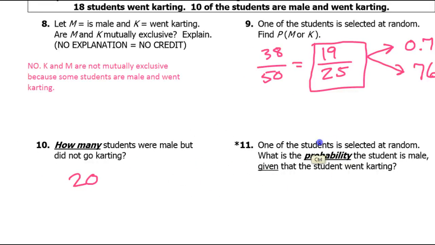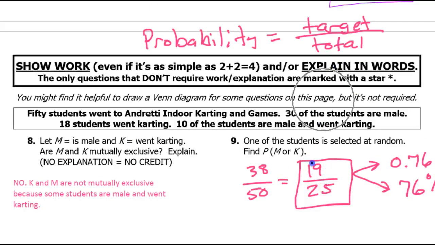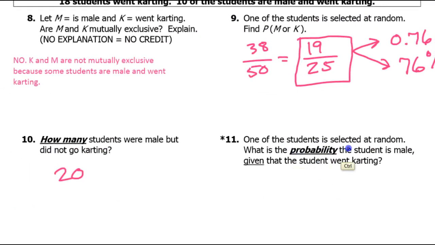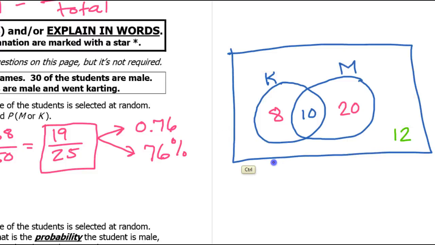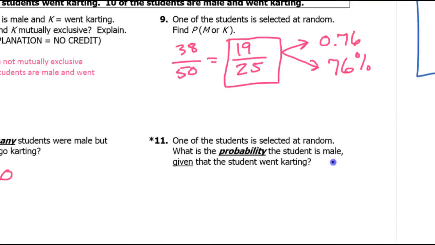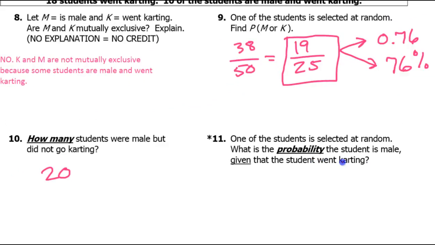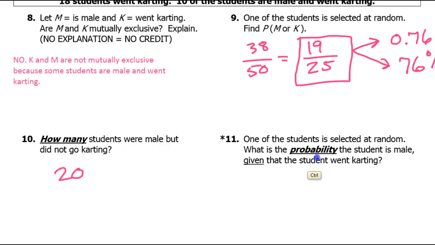Now, number 11, one of the students is selected at random. What is the probability? In other words, target over total, that the student is male given that the student went karting. Okay, I love these given problems because when we look at the whole Venn diagram, this entire rectangle is the universe. But as soon as you see the word given, they're about to give you a smaller universe. So, what are we given? We're given that the student went karting.